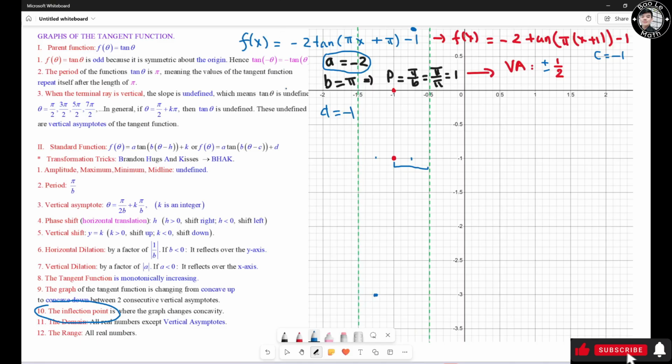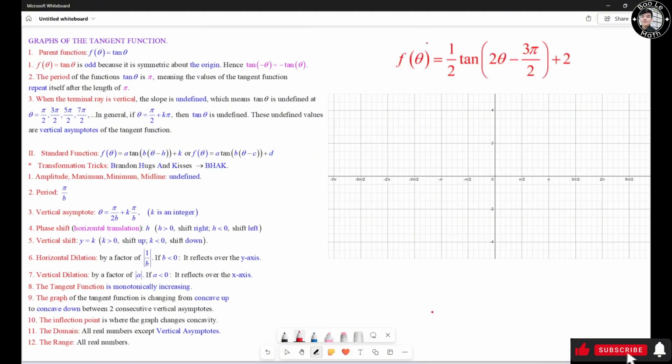Now, next one, we look at this one, we see that there is a subtraction sign in front of the value of A, right? So there is a reflection. So this point right here becomes this point right here. This point right here becomes this point right here. Alright, now you just connect these 3 points. Alright, and that is the graph of this tangent function.